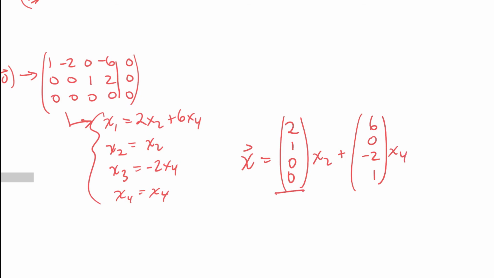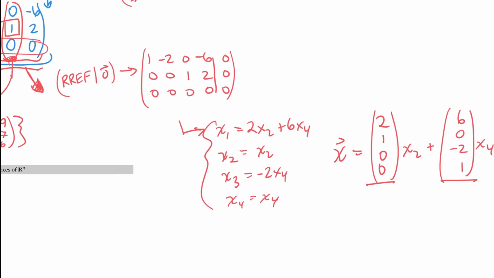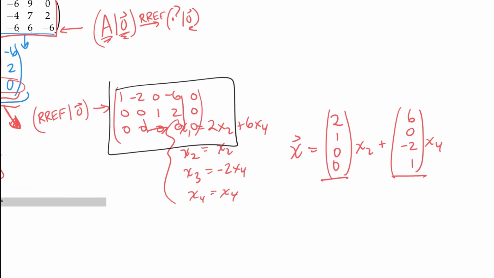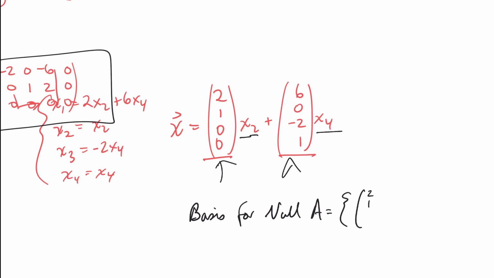All right. These two vectors form the basis for our null space, because any vector x that's going to be a solution to this system here is a linear combination of these two vectors. So a basis for the null space of A is then the set (2, 1, 0, 0), (6, 0, -2, 1).